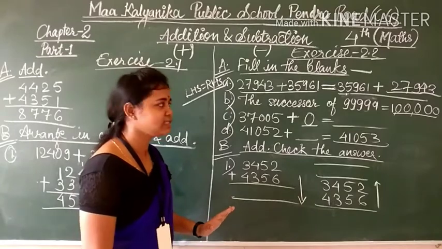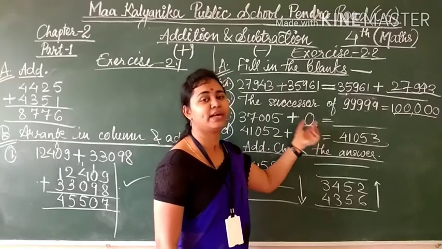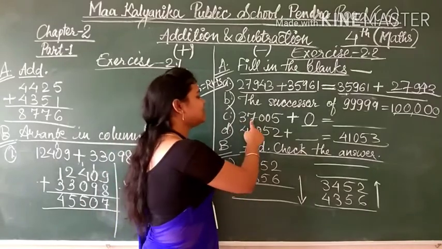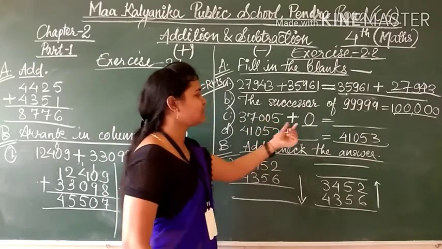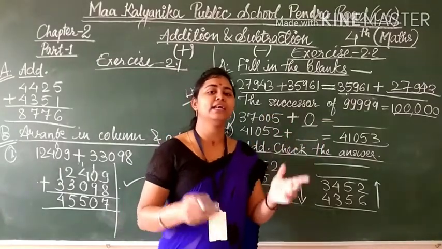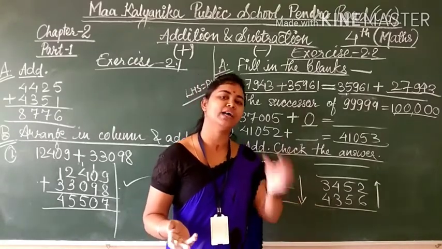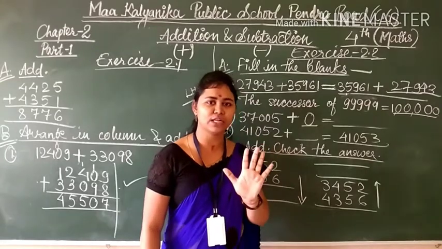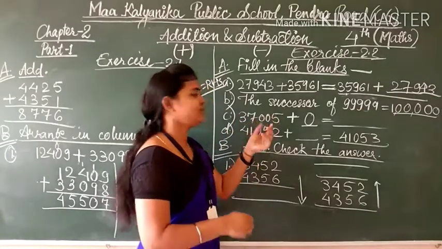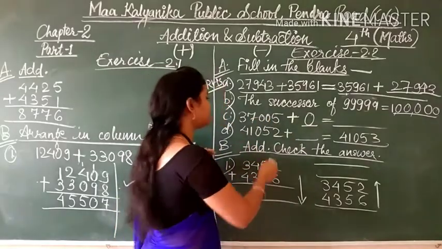Now the third question. A number is given and 0 is added to it. So the rule is, if any number is given to you and 0 is added to it, then the answer is the number itself. See here, 37,005 plus 0. For example, 5 chocolates I am giving to you and I tell you to add 0 chocolates. So how many chocolates are there with you? Of course 5. Same answer you are getting. If I talk about 2 chocolates and 0 is added, you get 2. So if it is a smaller number or a bigger number, when 0 is added the number is the same.